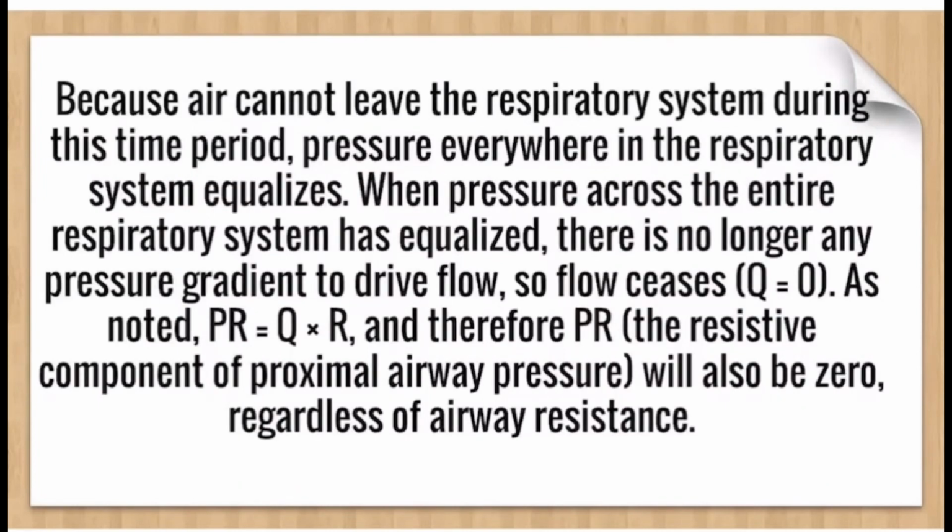When pressure across the entire respiratory system has equalized, there is no longer a pressure gradient to drive the flow. Now, when there is no gradient to drive the flow, what will the flow be? Flow will be equal to zero. And as we already know, the resistive component of proximal airway pressure is equal to flow times resistance. When the flow is zero, what will the resistive component be? It will be zero.